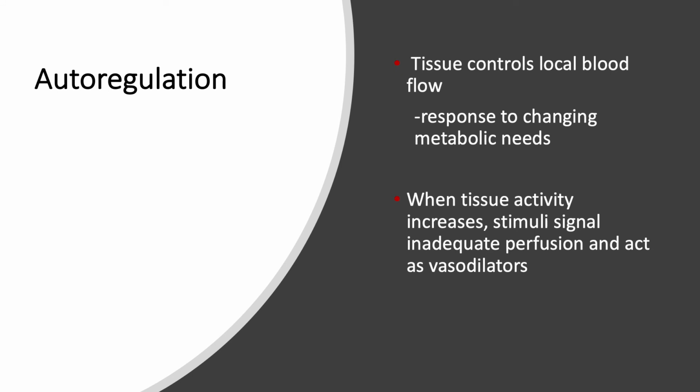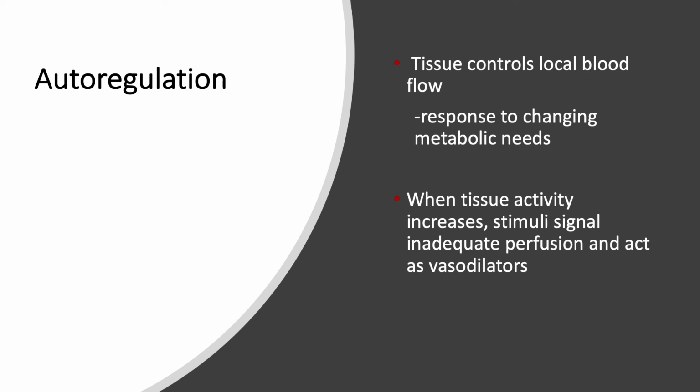That brings us now to autoregulation, which is kind of what it sounds like. That prefix auto meaning self, so self-regulation. And this is how tissue itself regulates or controls its own local blood flow. And this is often in response to changing metabolic needs.